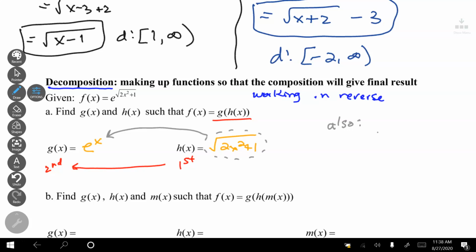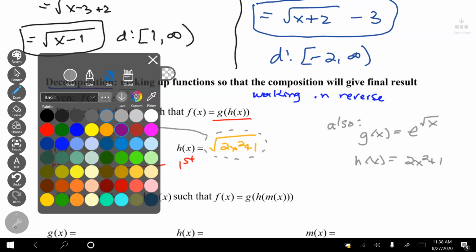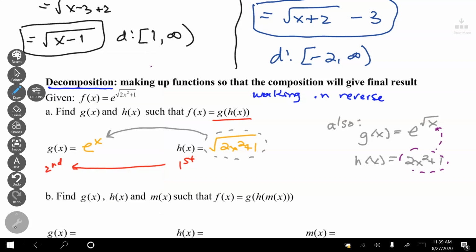Also, I could have done it this way. Maybe h of x, I make this the 2x squared plus 1, and then g of x is not e to the x, it is e to the square root of x. So when I do this, it gives me what I want, because this is what I want: e to the square root of 2x squared plus 1.